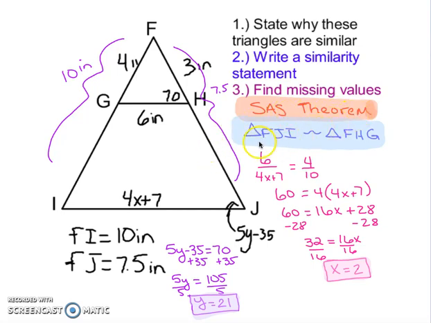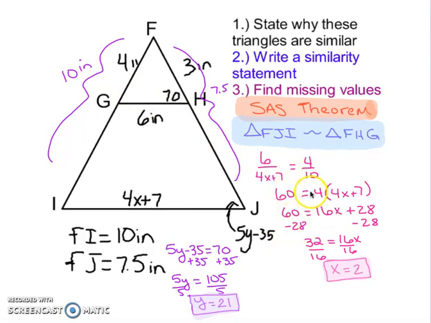This is the second question, write a similarity statement. So for that, I put triangle FJI is similar to triangle FHG. So FJI would be the bigger of the two triangles, and then FHG would be the smaller. Okay, so those were the two similar triangles.